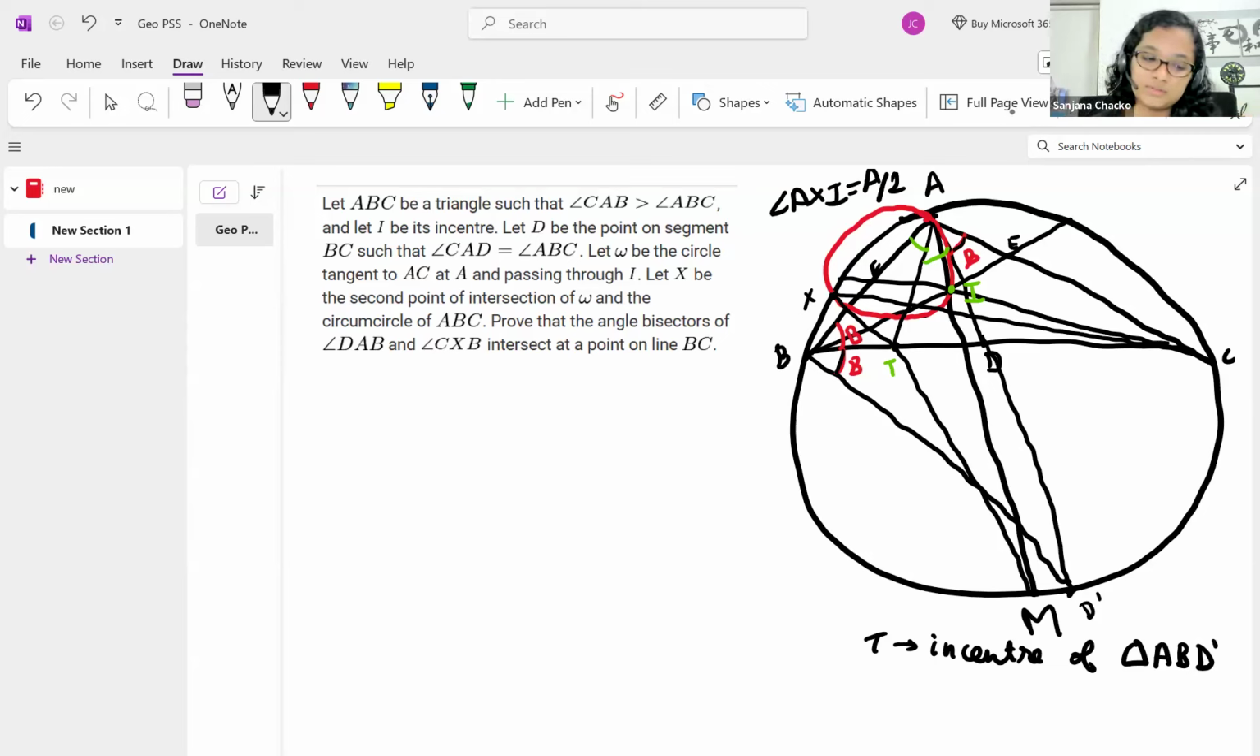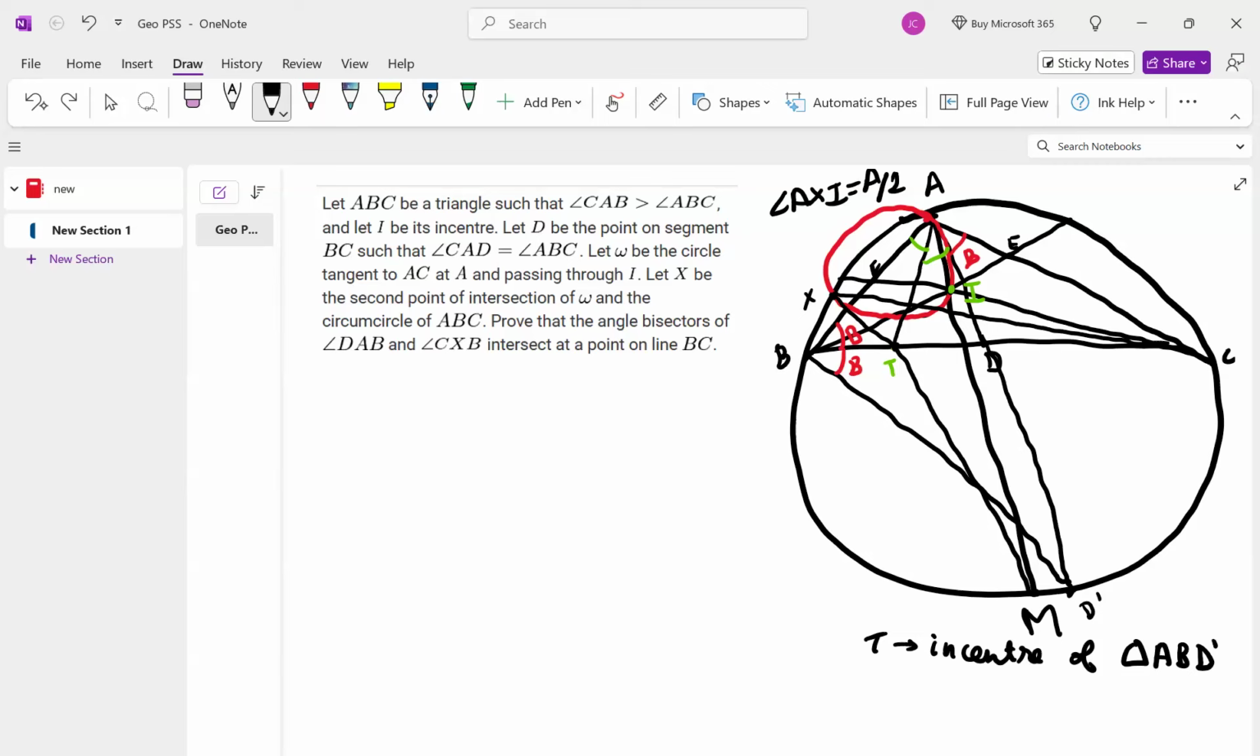Now can we use this? Let us just make a perpendicular on AC from A. I think we should do that. We have to show that D dash is M, right? No, we have to show that XTM are collinear. Basically, we don't know that yet.